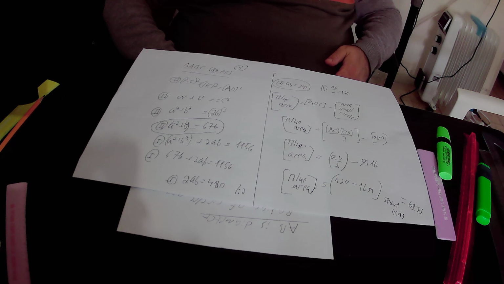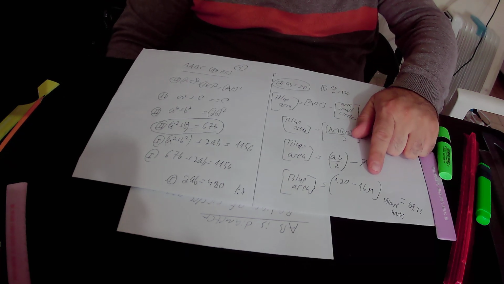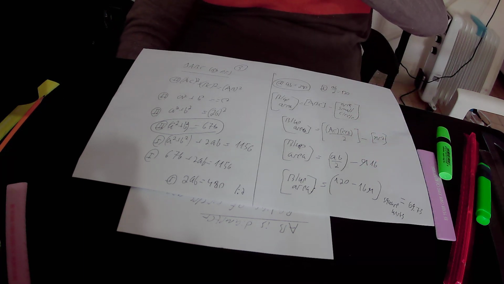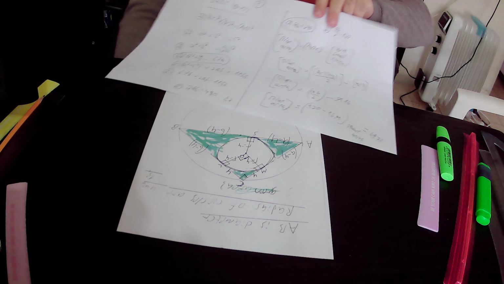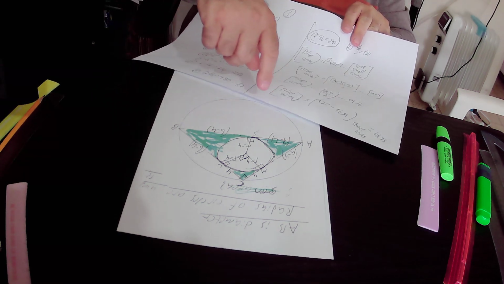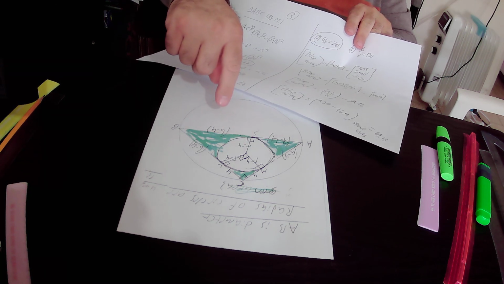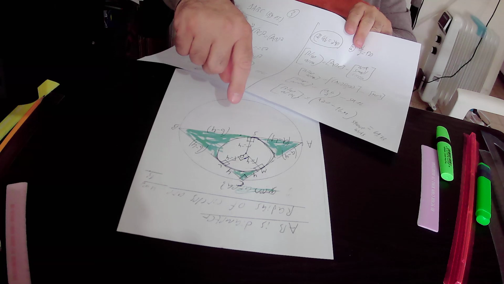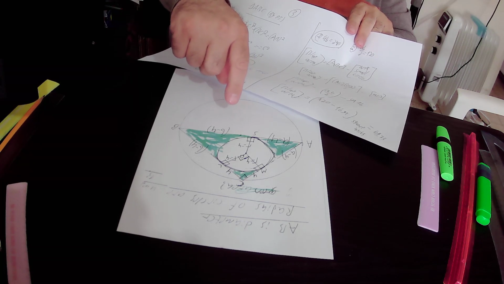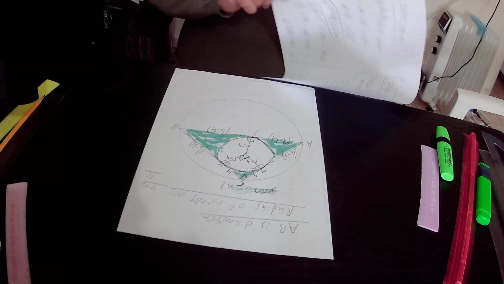So the blue area equals either 120 minus 16 pi square units, or in terms of numbers, it is equal to 69.73 square units. We finished with the first question.